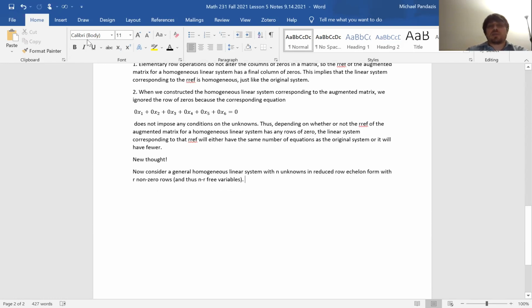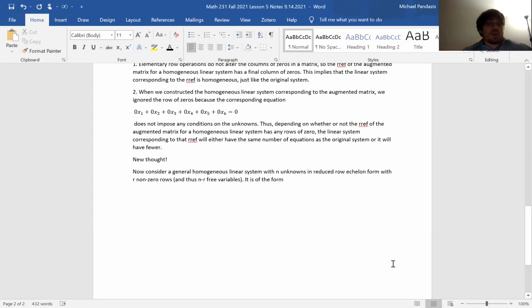Now consider a general homogeneous linear system with n unknowns in reduced echelon form with r non-zero rows, thus n minus r free variables. It is of the form.